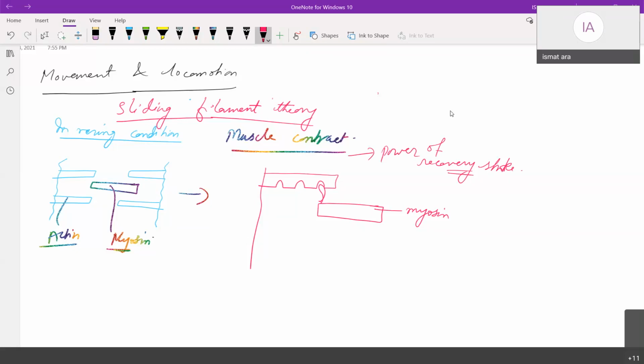In the second step, what happens, students? I am showing with only one actin and one myosin. So this is the actin.